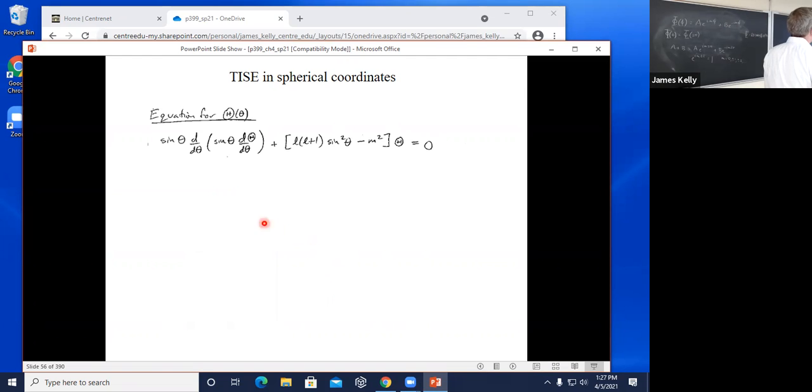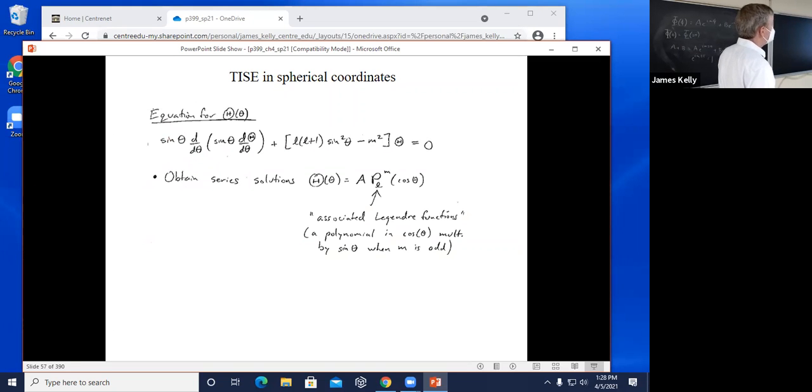Okay, that was the solution of the phi differential equation. It was kind of simple. Theta, not so simple. When we have that function of theta equal to the constant m squared, and then we simplify a little bit, multiply by theta on both sides, and put everything on one side with a 0 on the other side, this is what the differential equation looks like for theta as a function of theta.